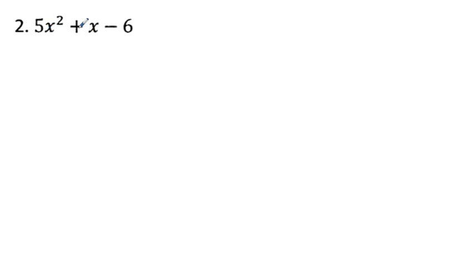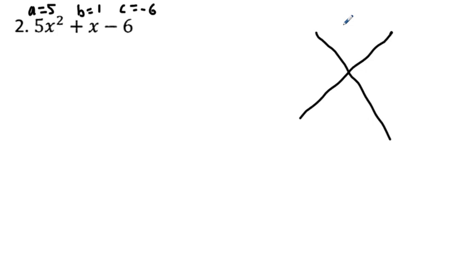Okay, next we have 5x squared plus x minus 6, and this one is of more complicated nature. And so we have a is equal to 5, b is equal to 1, c is equal to negative 6. So here we use our x method, or bottoms up method. We're going to put up here ac and b down here. Well, what's a times c? 5 times negative 6 is negative 30. And b is 1. So what two numbers multiply together to equal negative 30, but added together equal 1?